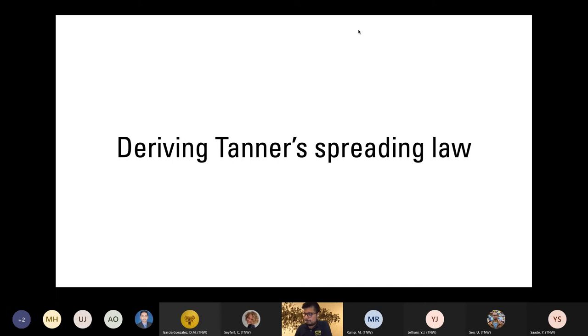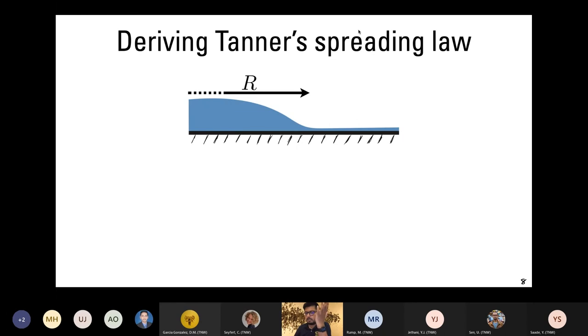So let me try to give you a pragmatic way of deriving Tanner's spreading law, which usually we do using the lubrication approximation. But here I'm going to use some sort of force argument or scaling argument by invoking this precursor film. So if I draw a control volume very close to this microscopic contact line over here, then the net force, which is to the right, is nothing but gamma times 1 minus cos theta. Note that I'm ignoring the pressure term that you would have to write coming from the left on this small control surface, because I just assume that this is small enough that those effects would be negligible.